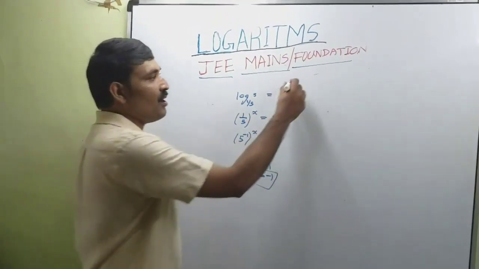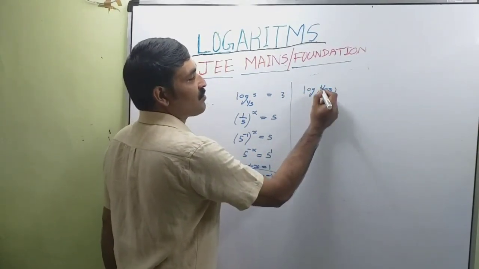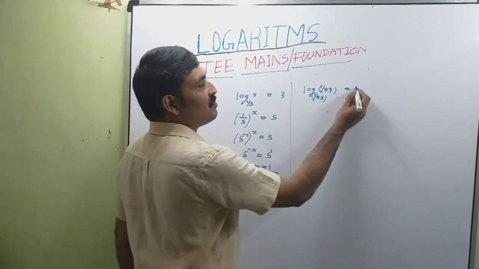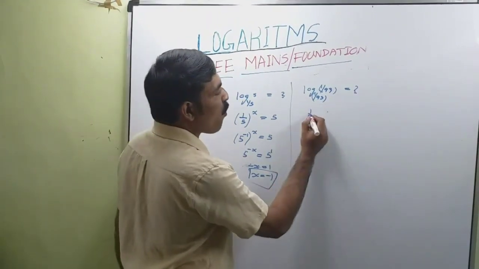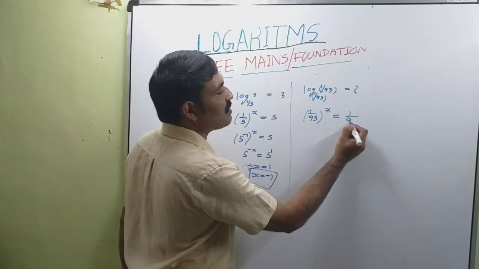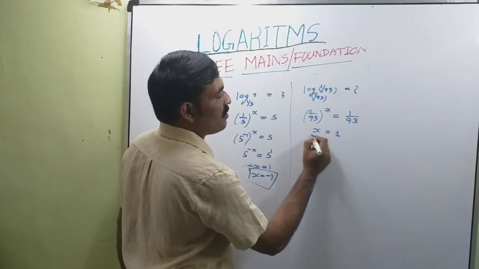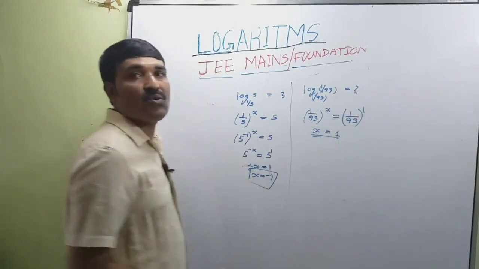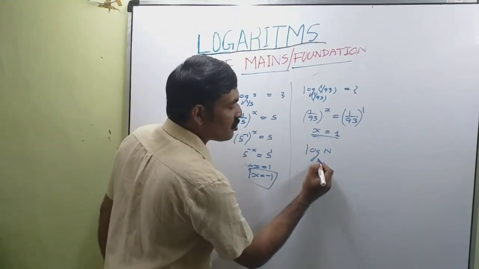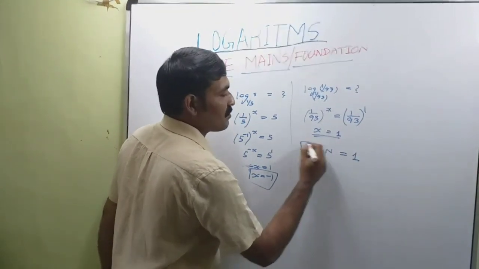Right. Now log 1 by 3 to the base 1 by 3 is equal to what? Now 1 by 3 raised to x is equal to 1 by 3. That indicates x is equal to 1. This is 1 by 3 raised to 1. That means log of any number n to the same number as base, the answer is 1.